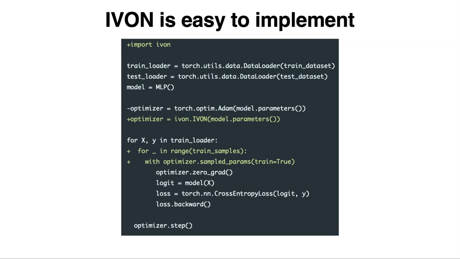IVON is easy to implement in common deep learning packages. For example, in PyTorch, we release a pip installable package where IVON can simply replace any common optimizer, just like Adam, for example. However, one change is needed in order to sample parameters in order to estimate the gradients of the expected loss.